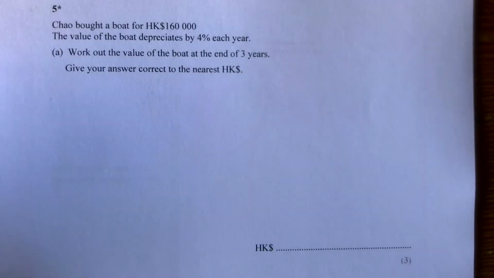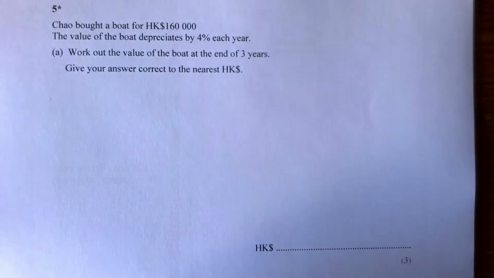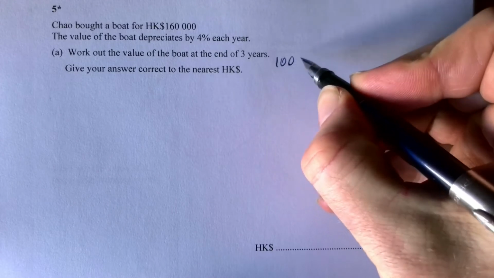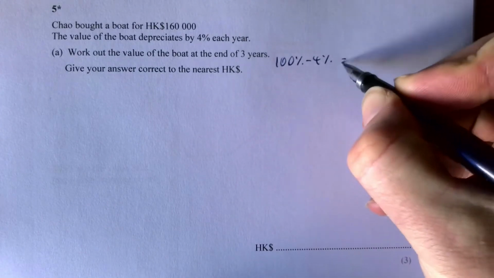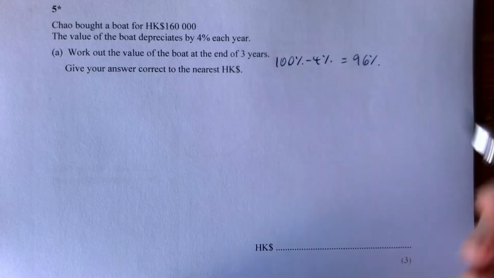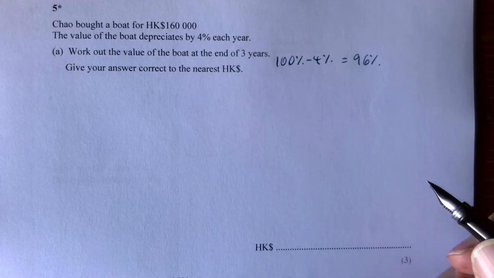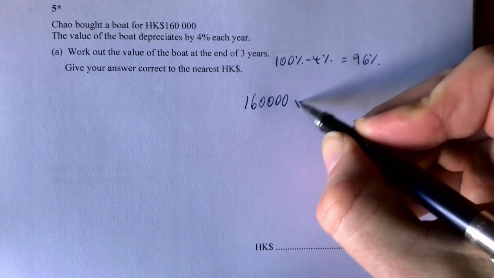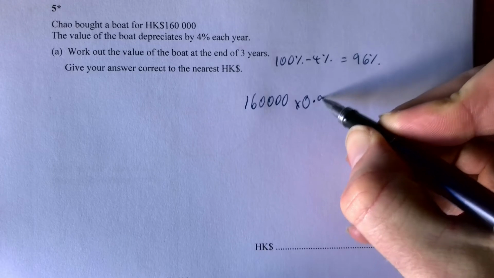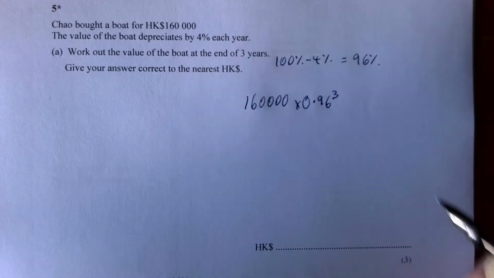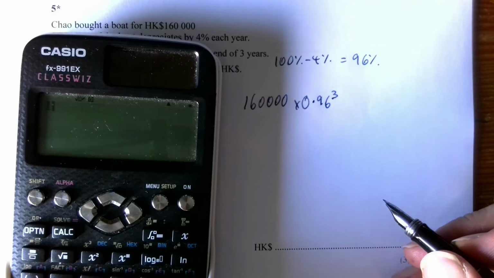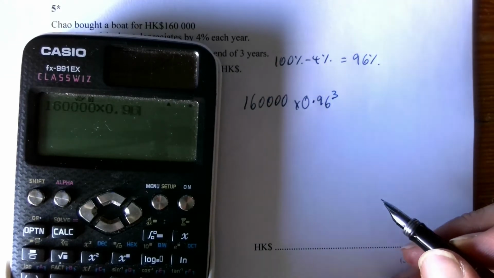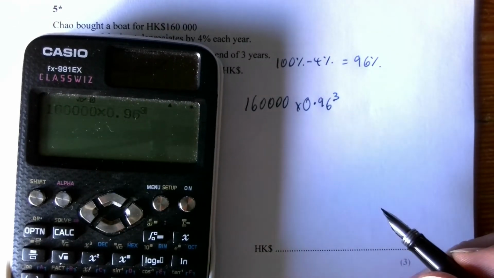Chow buys a boat for $160,000 and depreciates by 4% each year. Well, 100% take away 4% means that after a year it'll be down to 96%, and then that keeps on happening for 3 years. So all you need to do is multiply by 96%, which is 0.96, and do it 3 times. So we can smack that in the calculator, just all in one go, and that is your full working shown.